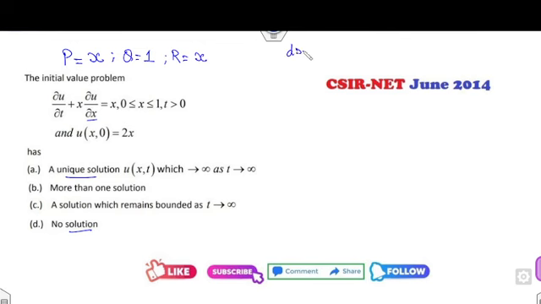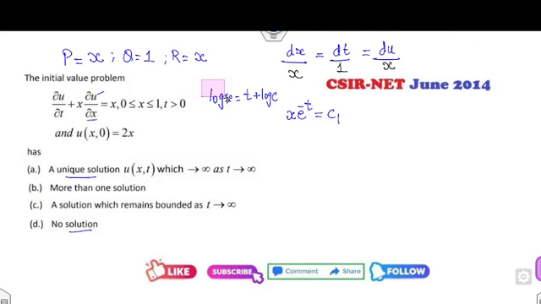Then write the auxiliary equation dx over P, dt over Q, and the dependent variable du over R. What is P? Q, x. Fine. Then how can you solve that? From the first two cases, if I integrate them, it's log of x equals t plus log of c, or I can write x e raised to power minus t is my first constant.